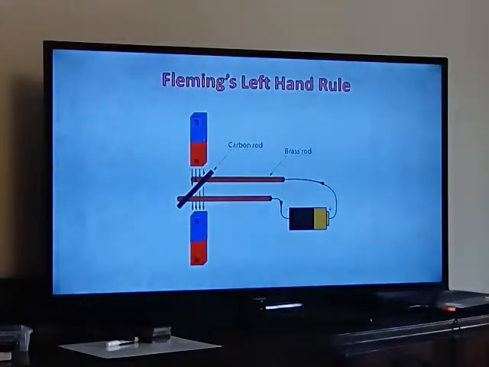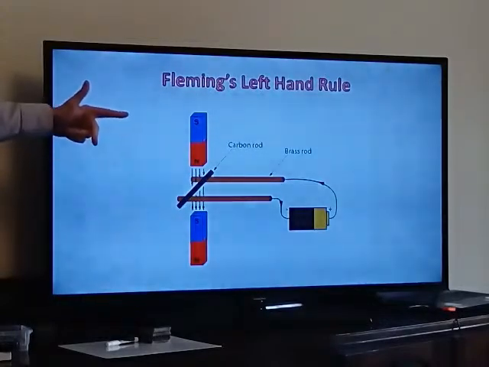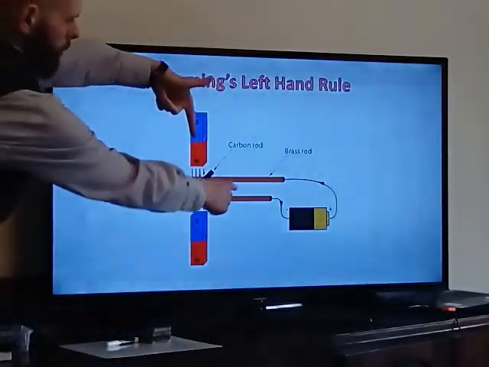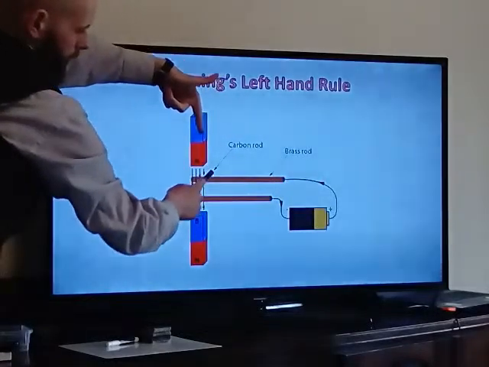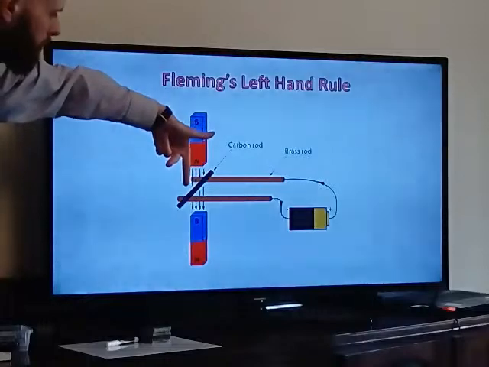But three people actually saying to the right, let's apply the rule again. A little bit more twisting around required. The current then is coming from the positive side along here. Now that's meant to represent out of the page. That's the thing that could be confusing.